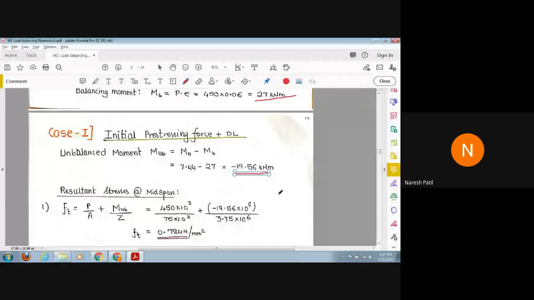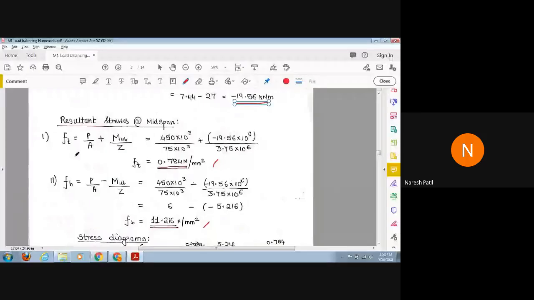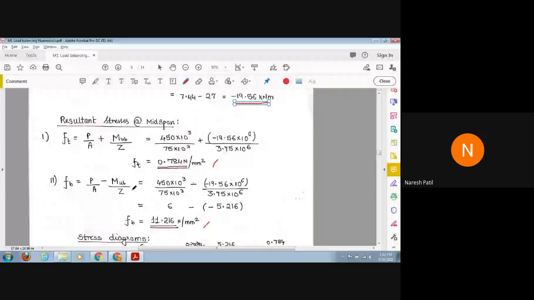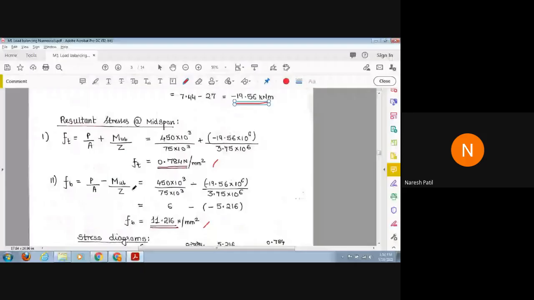Then come back and substitute here. So we got the resultant stress, FT and FB. Which sign do you have to substitute here? Same formula: P by A plus M by Z, P by A minus M by Z. The value of M should be the unbalanced moment. Okay, then we have the stress distribution diagram. So this is the final stress distribution diagram due to pre-stressing force and dead load.